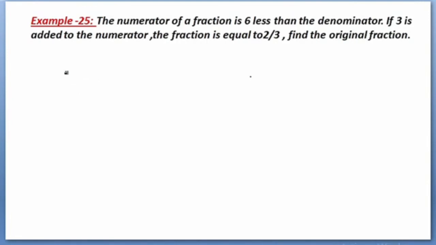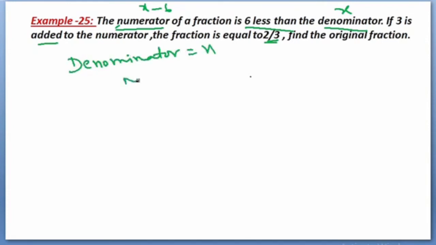Next, example 25. The numerator of a fraction is 6 less than the denominator. So first you should take the denominator as x, so the numerator will become x minus 6. If 3 is added to the numerator and the fraction is equal to 2 by 3, then find the original fraction. First you should take the denominator of the fraction as x. Then the numerator as x minus 6. Why? Because the given numerator of the fraction is 6 less than the denominator. So you should take x minus 6.